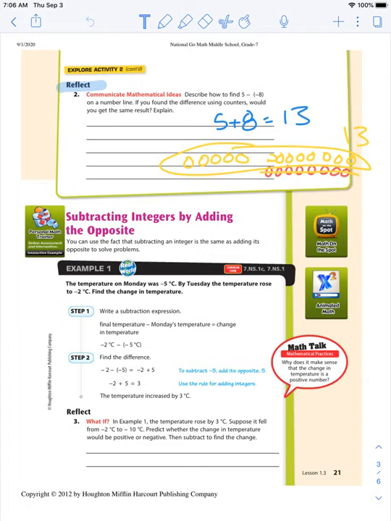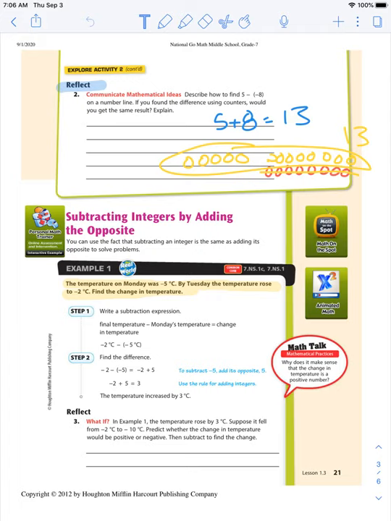All right, before we move on to the homework examples, I would like to use a real-world problem here. So we're going to subtract integers by adding the opposite, just like we did in the last example, but we're going to be using temperature. So here is our word problem. The temperature on Monday was negative 5 degrees Celsius. By Tuesday, the temperature rose to negative 2 degrees Celsius. Find the change in temperature.